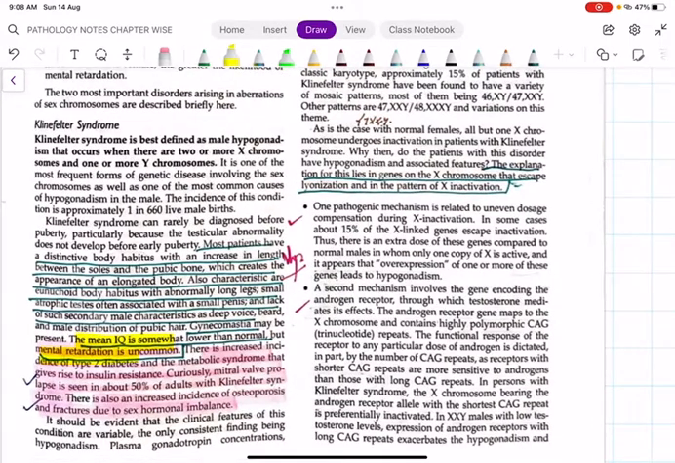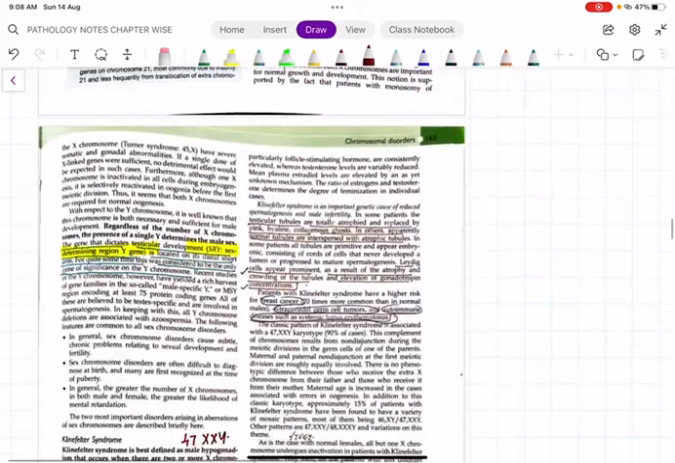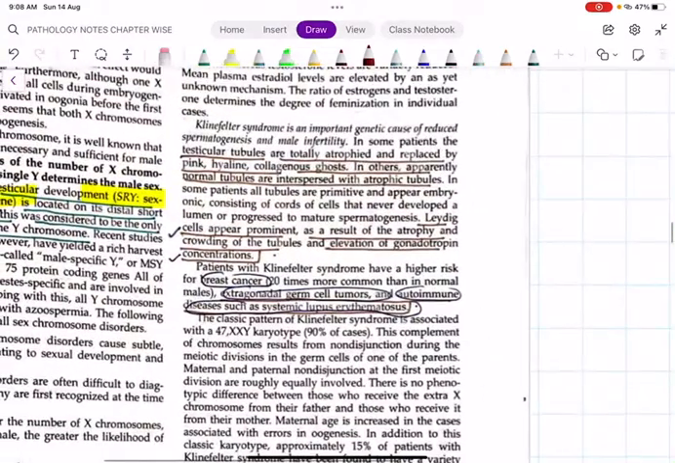Do you know what the chromosomal abnormality is in Klinefelter syndrome? It is 47XXY. You have already learned Klinefelter syndrome in your lower classes, but just go through this, it is important.